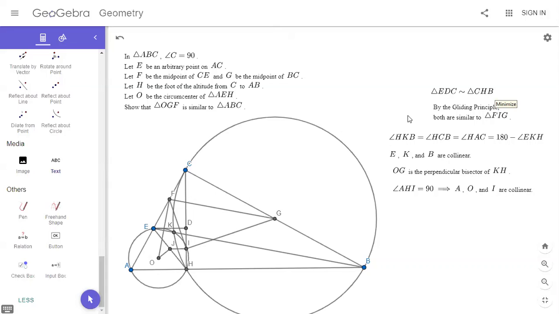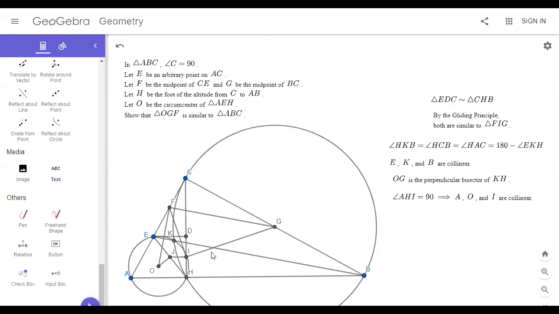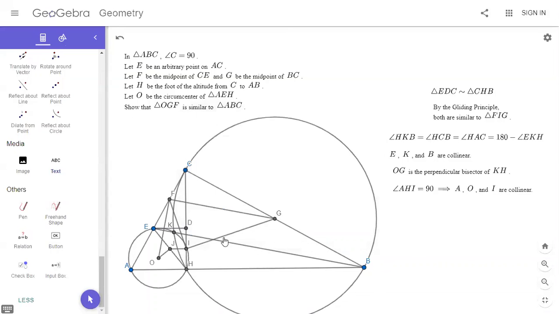Yeah, I'm not sure. There might be a way to do that. I'm just not sure right away what it is. But if I can show that A, O, and G are collinear, then that would solve the problem. And that looks like it shouldn't be that hard, right? To show that A, O, and G are collinear.